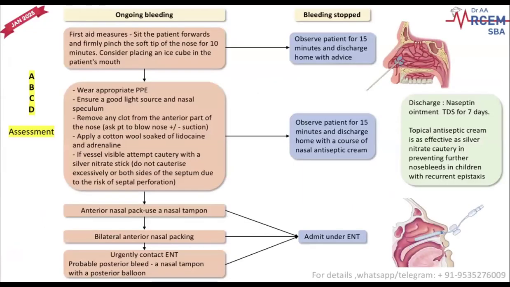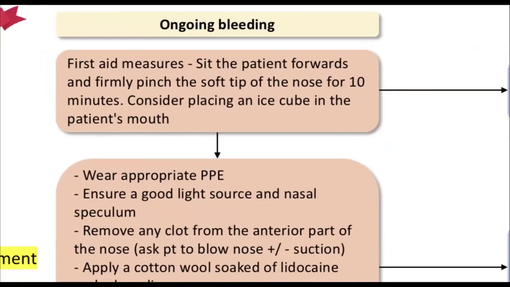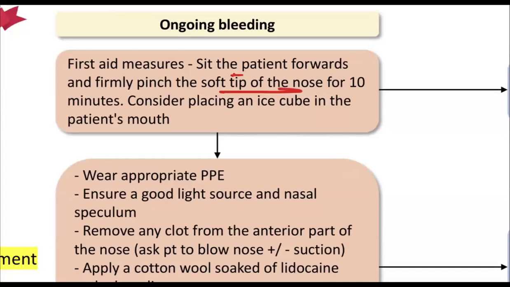How do you manage this? Epistaxis is bleeding from your face, and chances of aspiration are there, so you need to make sure the patient sits up. That is the first priority. Soft part of the nose: if you touch your nose, the tip of your nose is the soft spot. Only the tip of it should be compressed for at least 10 minutes. Then observe and see whether the bleeding has stopped or not. That should be the first step. It is a first aid measure that you need to do.